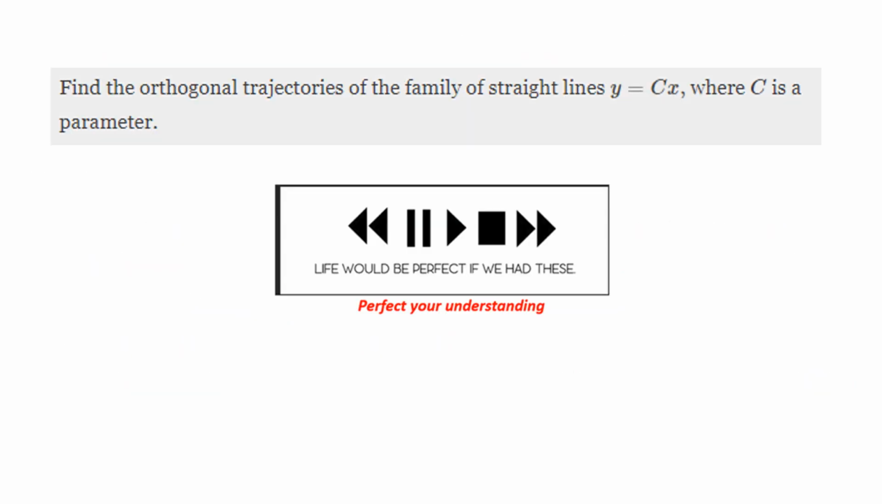All right, so here's the problem. Find the orthogonal trajectories of the family of straight lines y equals cx, where c is a parameter. This is the one we talked about at the beginning. Let's see how you do. Let's see how you did.